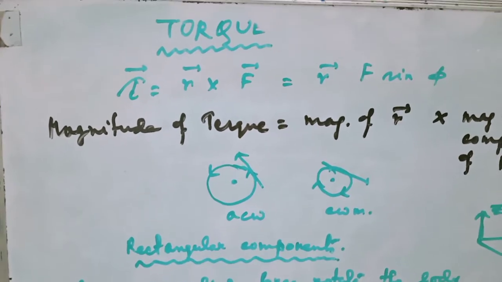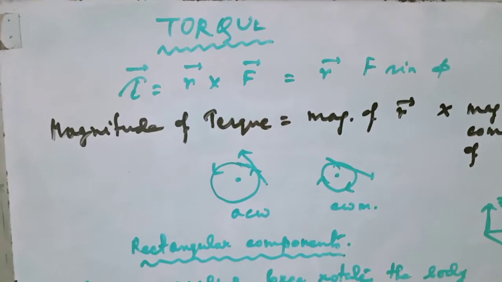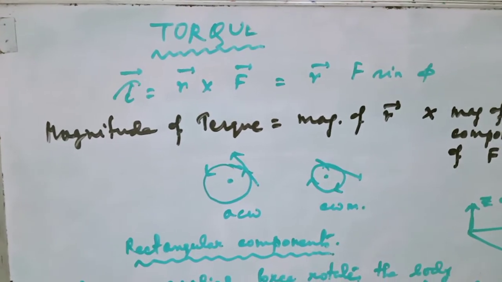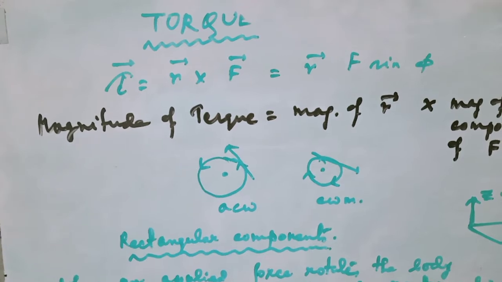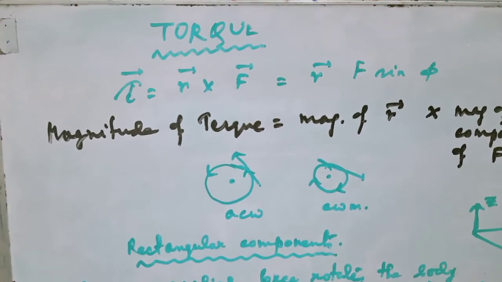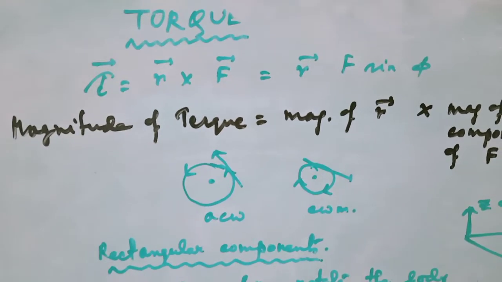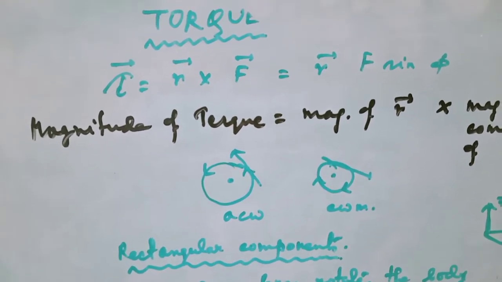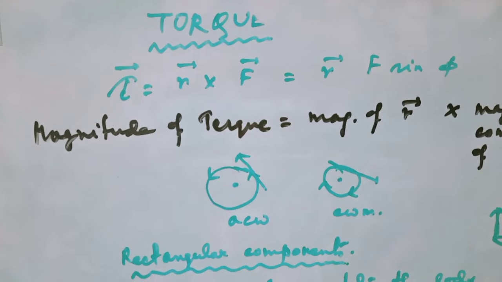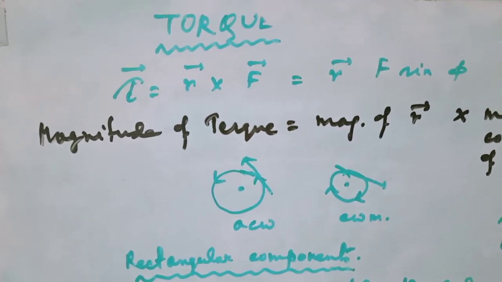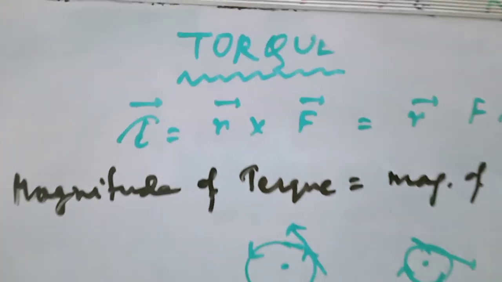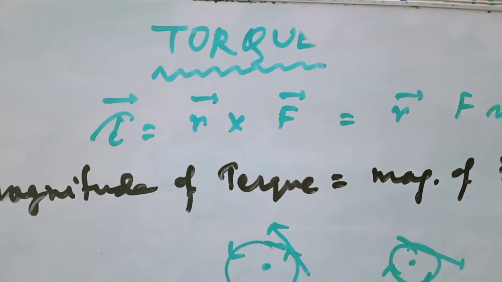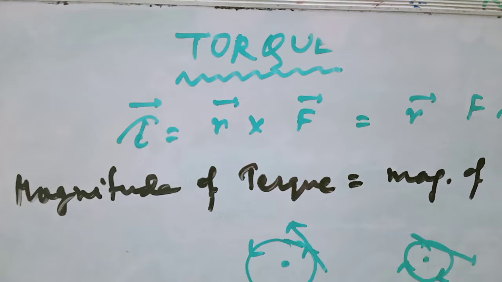Now, in this video, we will discuss torque and the problem solving technique regarding torque. See, what is torque or moment of force? Torque or turning effect of a force about the axis of rotation is called the moment of force, and it is measured as the product of the magnitude of the force and the perpendicular distance of the line of action of the force from the axis of rotation.